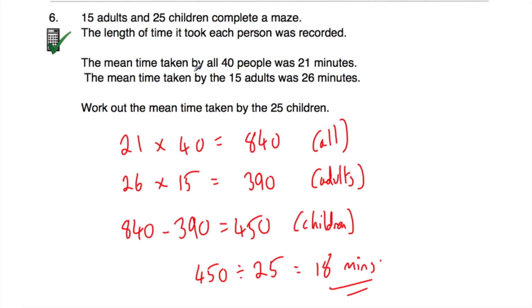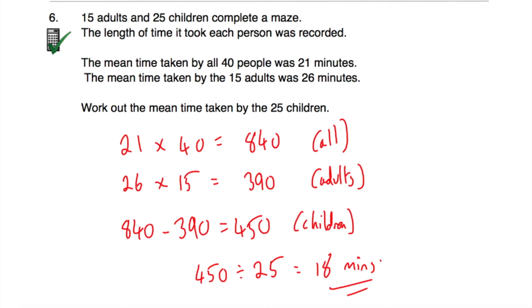So this one was a bit different because this time we were told the combined mean, so the mean time taken for everybody. We multiplied that by 40 to get the total time taken by everybody. We then worked out the total time taken by the adults and took those away to see the total time for the children, and then divided that by 25 to find the mean time taken by each child, which is 18 minutes, and that's it.